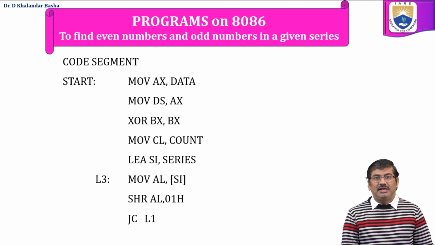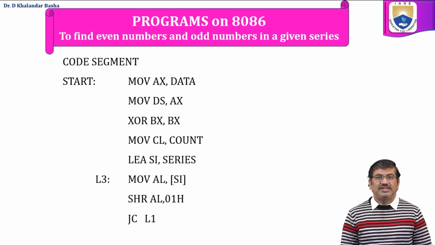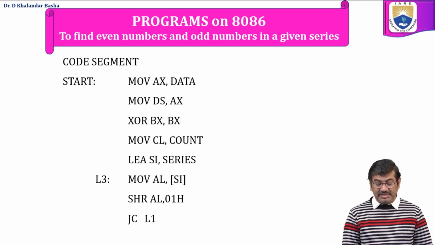Then clearing the BX register, which is used as a counter for even numbers and odd numbers, BH and BL respectively. Then how many elements are there? That we write as MOV CL, count. Next, for fetching the address of the first element, LEA, that is load effective address, SI, series. So the address of this series variable will be loaded into the SI register. Then we go for checking: MOV AL, in square braces SI. That means we are referring to the source content in the memory location whose address is specified in the SI register. That memory content will be loaded into AL.